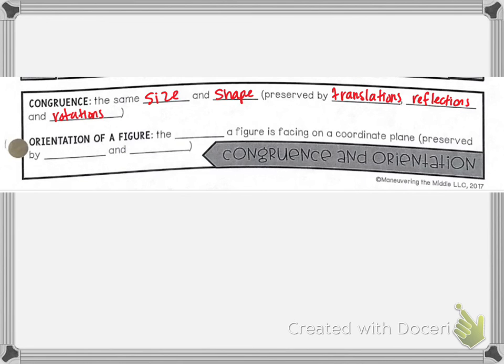Okay. For the orientation of the figure, that's the direction a figure is facing on a coordinate plane, and so it will stay the same if you do translation and dilation.